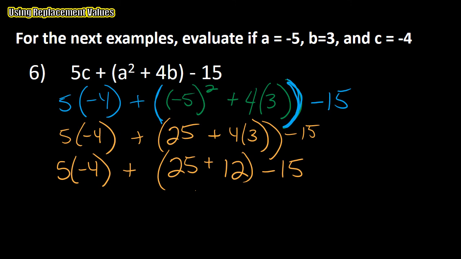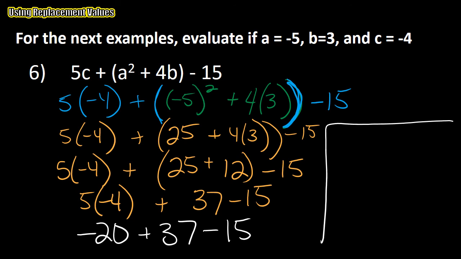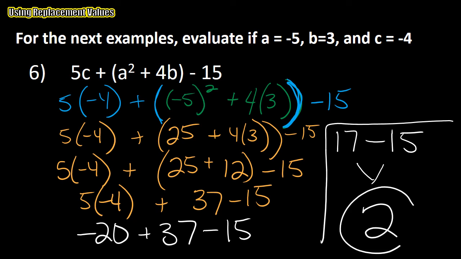And then 25 plus 12 is 37 minus 15 plus, oh, I'm resisting that urge just to do that right now. But you can see I'm just working one step at a time. So that way it makes it super easy to check my work here. So I have negative 20 plus 37 minus 15. I'm running out of room, so I'm going to use this little side right here. So negative 20 plus 37 is going to give me 17 minus 15. And that's going to leave me with a grand total of 2.